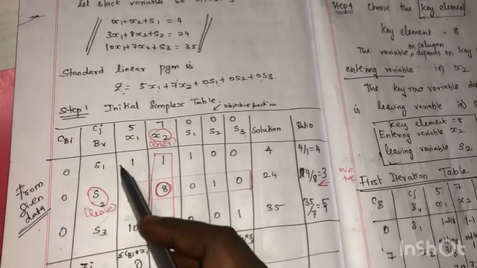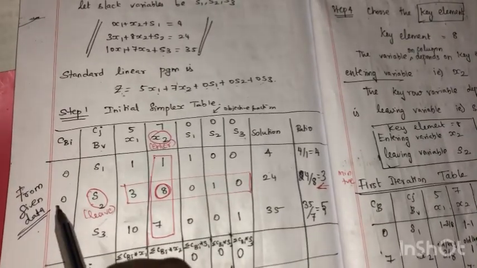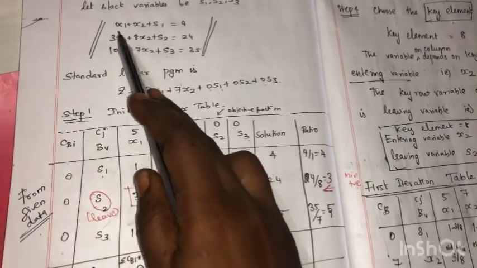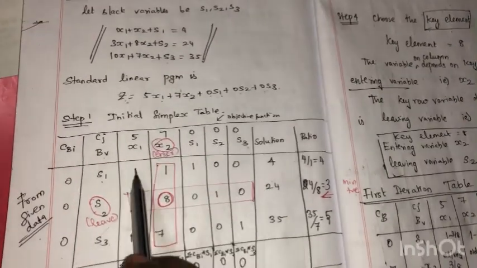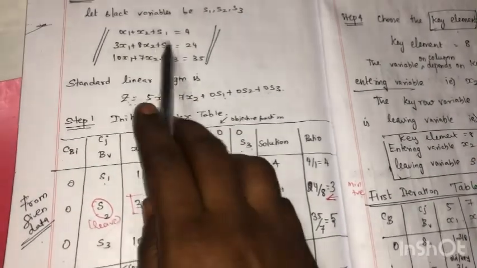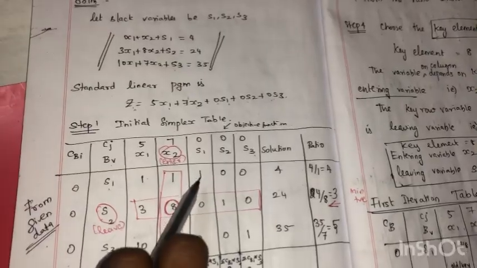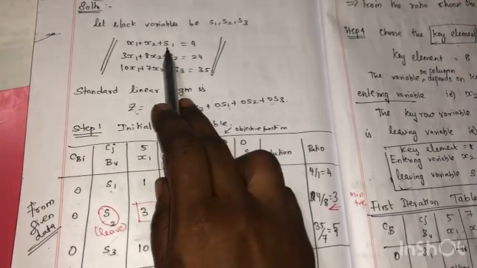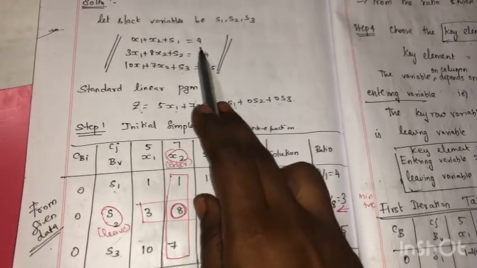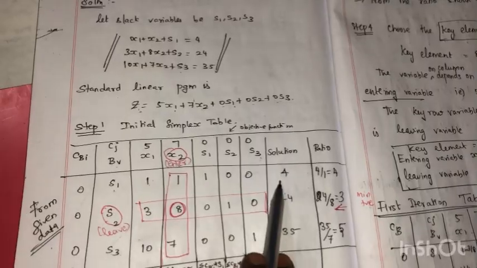Now let's get into entering the values. For the first equation, s1 row: the x1 value is 1, so put 1. The x2 value is 1, so put 1. The S1 value is 1, so put 1. The first equation doesn't have any S2 and S3, so we mark 0 and 0. The final solution here is 4, so I mention 4.